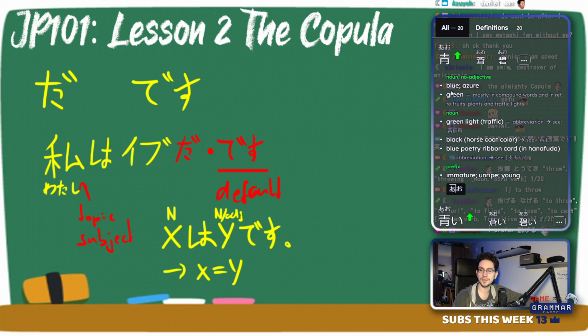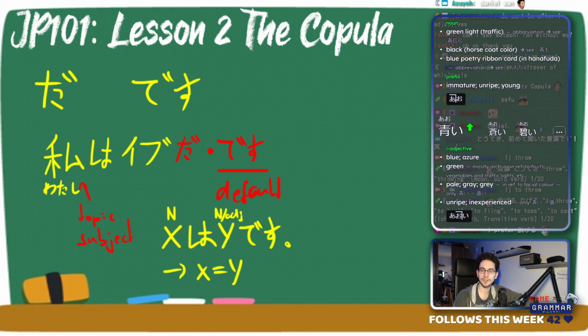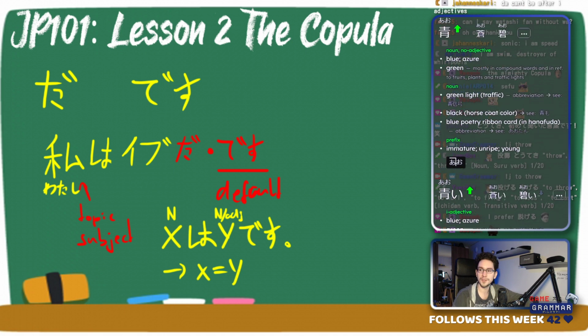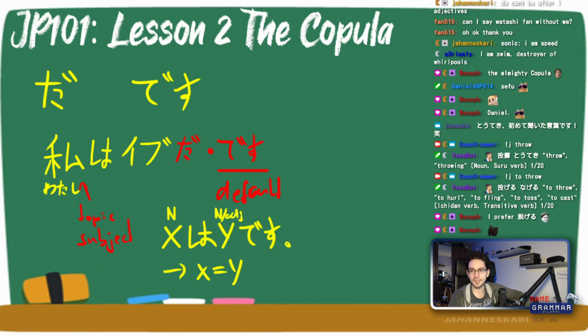So here, ao is a good example. Ao means blue. Here you have noun, and here you have i-adjective. So these are clearly, again, two different words. So my point is, listen to your dictionary, look at the part of speech it is, and use that information to your advantage. If you know that the topic needs to be some sort of noun or pronoun, you can use that to verify your sentences. It's a very easy system.